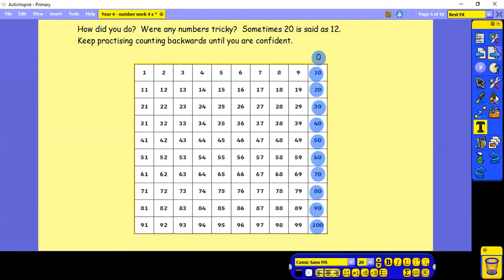So how did you do? Does yours look like mine? Were any numbers tricky? Because sometimes when we get to 20 here, it can be said as 12. So let's do this together. 100, 90, 80, 70, 60, 50, 40, 30, 20, 10, 0. Keep practicing counting backwards until you're confident with this.